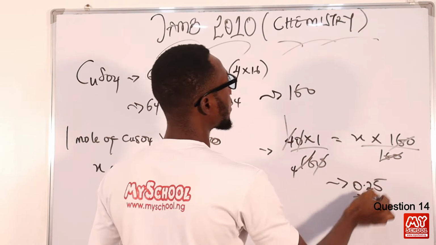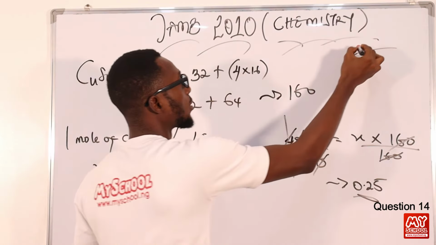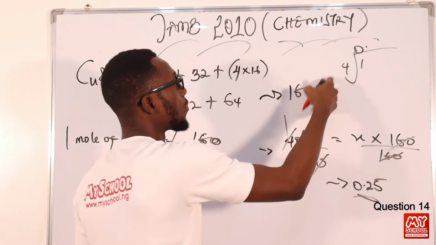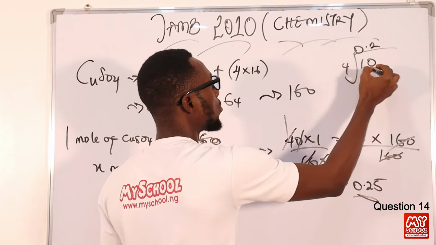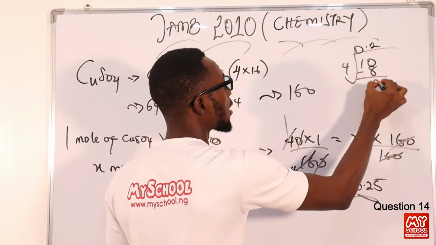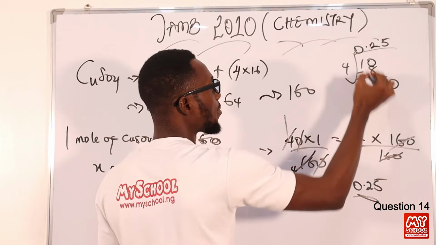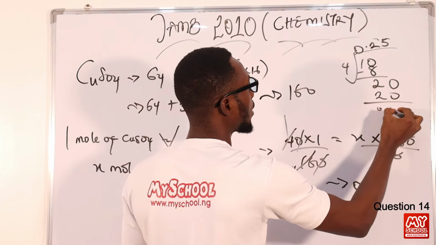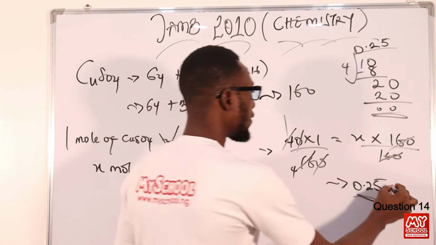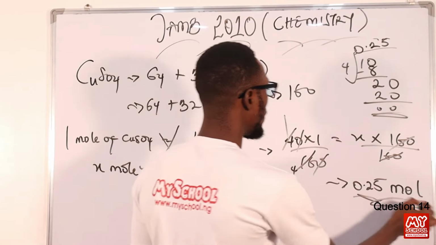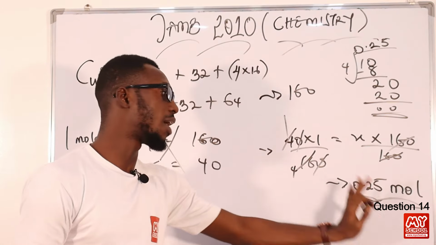If you want me to prove that, I can happily do that. I have 4 and I have 1. 4 in 1 is not possible, so I borrow 0. 4 in 10 goes 2 times; 4 times 2 is 8, and 10 minus 8 is 2. I drop down 0. 4 in 20 is 5; 4 times 5 is 20, that's 0. That's how I got 0.25 mole. So for 40 grams of this compound, I have 0.25 mole.